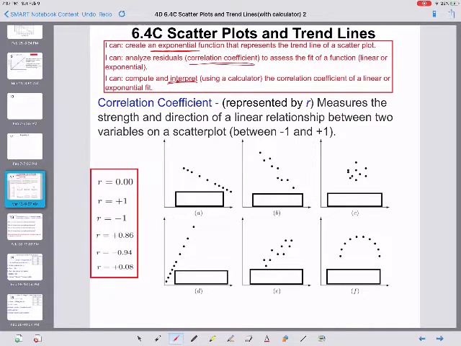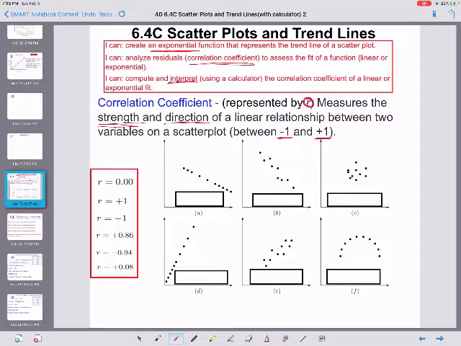Well, there's a big word in all those I can statements that says correlation coefficient or residuals. That term is going to be represented by R, because to write out correlation coefficient all the time would be rough, so we're just going to call it R for residual. It measures the strength and the direction of a linear or exponential relationship between two variables on a scatter plot. This number will always be between -1 and +1.